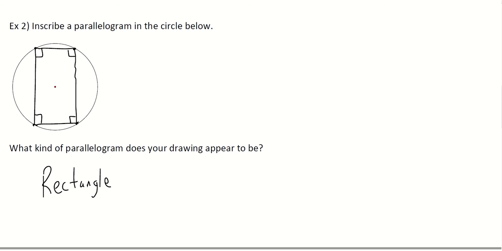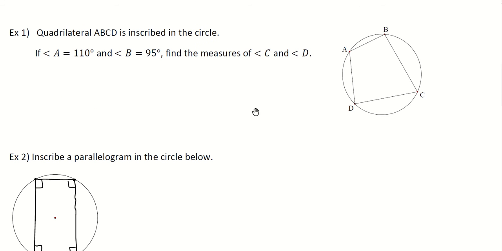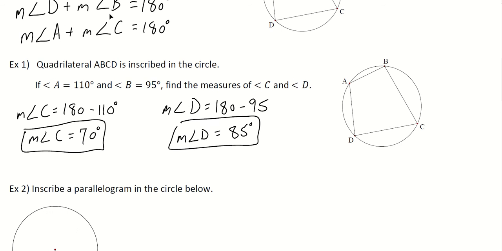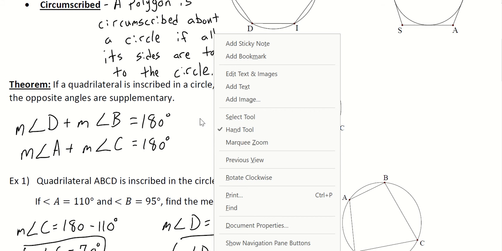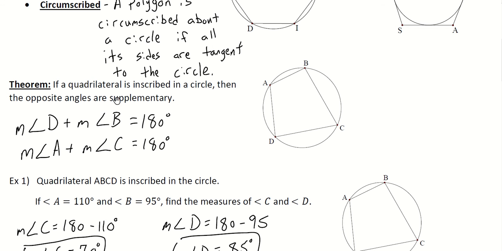Let's think about this. Compare this to what we just learned about. So scroll up here, right here. Theorem: if a quadrilateral is inscribed in a circle, then the opposite angles are supplementary. So think about a parallelogram where the opposite angles are supplementary.